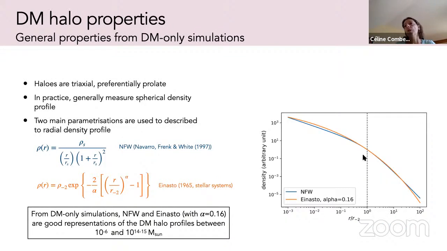Now this is just showing you an Einasto with alpha equal to 0.16, and I've normalized them both to their scale radius. So this is just showing that they indeed look pretty similar.